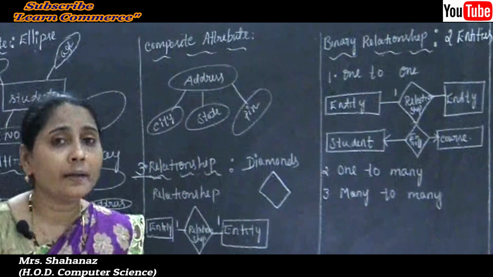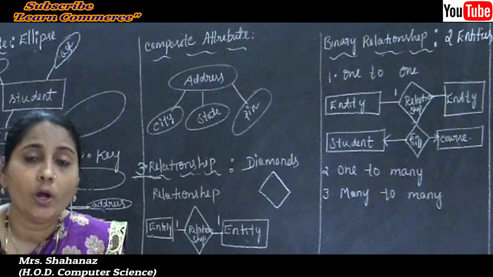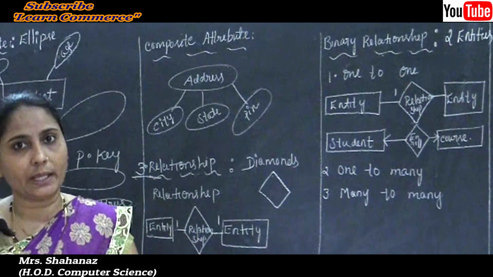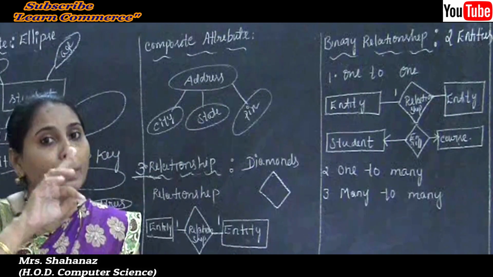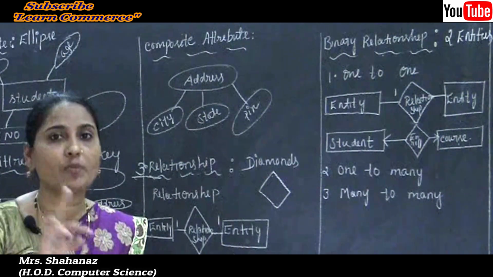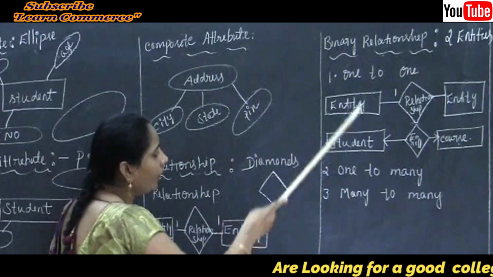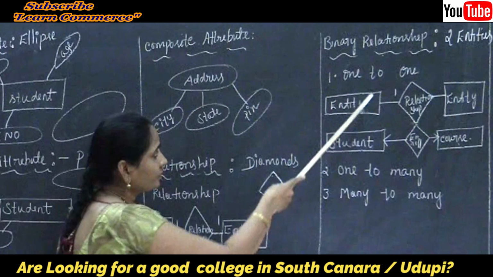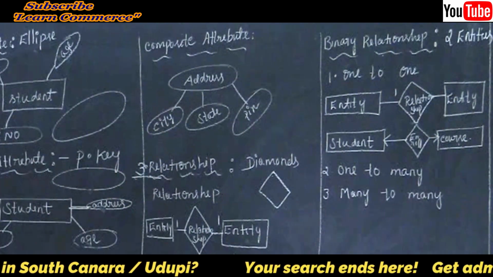And this binary relationship is further divided into three types. Relationship is divided into three types: binary, recursive, ternary, and again the binary relationship is classified into three types. The types are one to one, one to many, many to many. So this is the classification of the binary relationship.